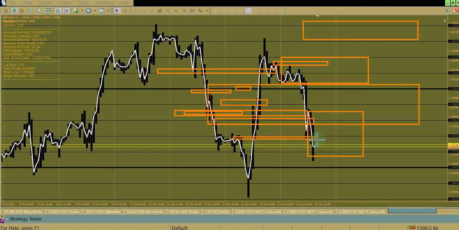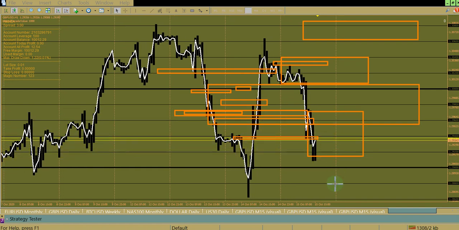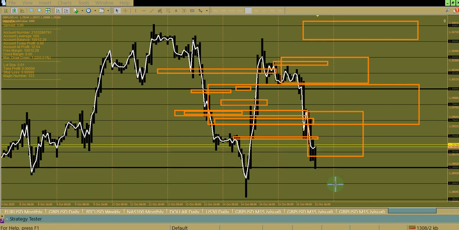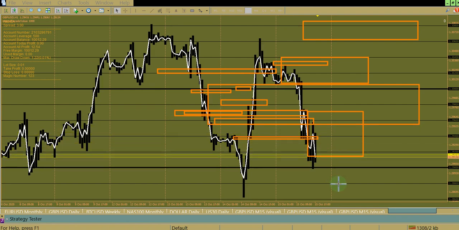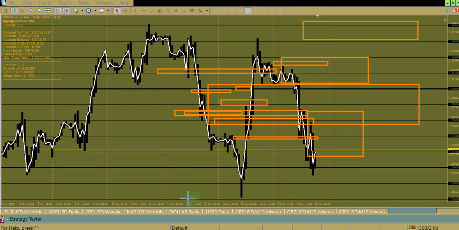But it came back to the order block. See how that blew through my order block? I mean, who's doing that trade? Please show me. Look at this thing, all over the map.